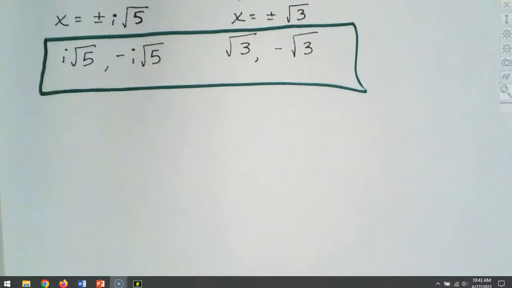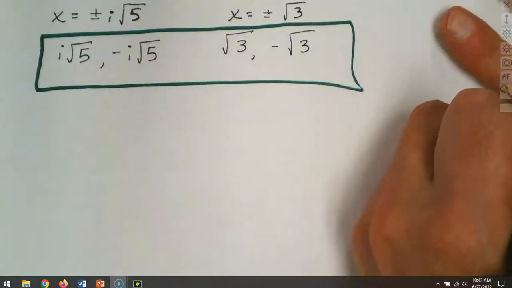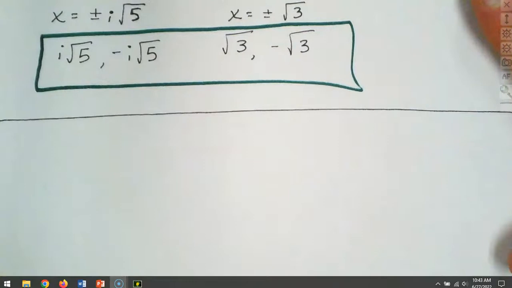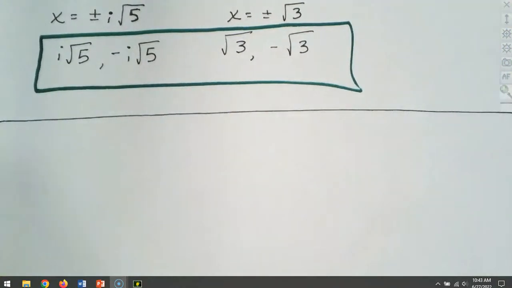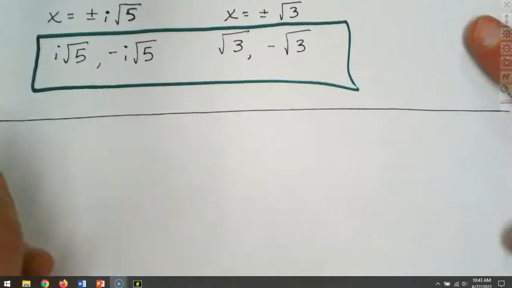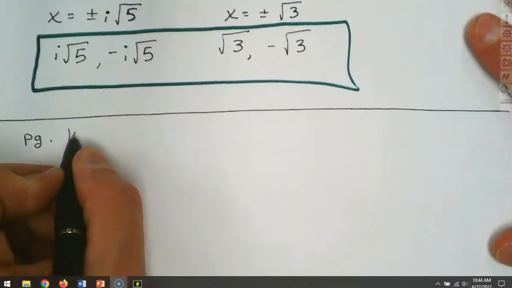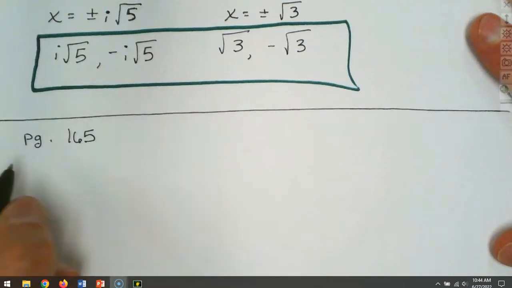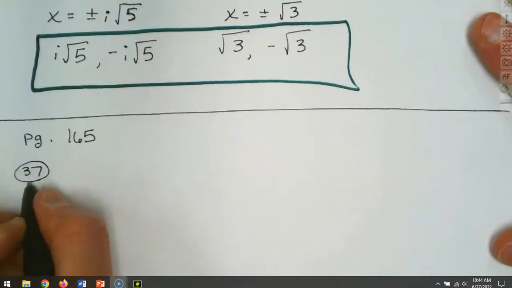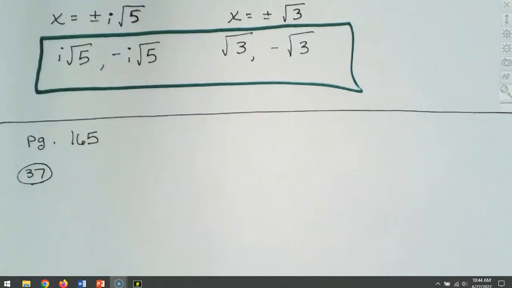Now we're going to look at how to solve some applications. And these are actually very, very easy to set up. There's not much to these, but these make fractions that we then clear out and that we then solve. So let's look on page 165, and we'll do two of these. We're going to look at question 37.